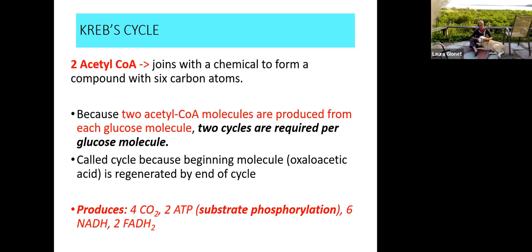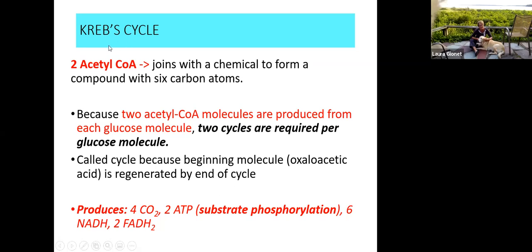You're going to have 2 turns or cycles around this, full cycles for each acetyl CoA. So 1 acetyl CoA enters, and we go through all these different steps all the way around the cycle, and then the other acetyl CoA enters, and you go around another complete turn of the cycle. It's called the cycle because the beginning molecule, oxaloacetate or oxaloacetic acid, is generated by the end of the cycle.